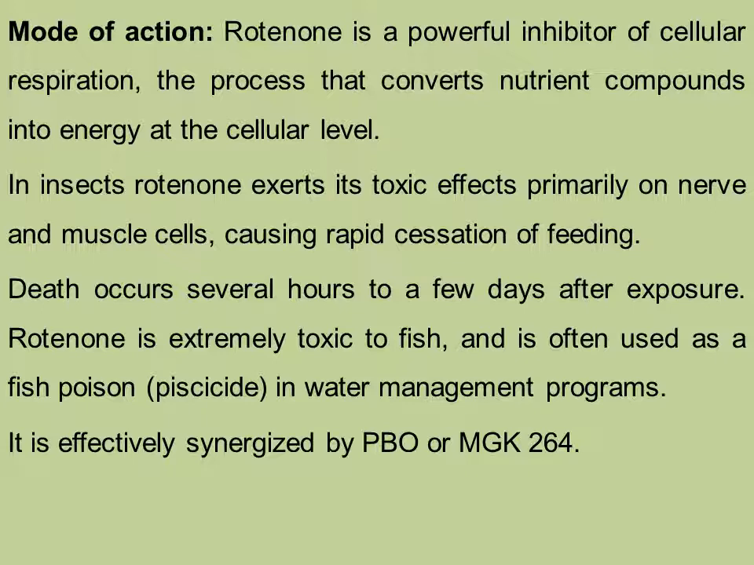Mode of action: rotenone is a powerful inhibitor of cellular respiration, the process that converts nutrient compounds into energy at the cellular level. In insects, rotenone exerts its toxic effects primarily on nerve and muscle cells, causing rapid cessation of feeding. Death occurs several hours to a few days after exposure. Rotenone is extremely toxic to fish and is often used as a fish poison, as I have already told you, and initially also it was used as a fish poison in water management programs.